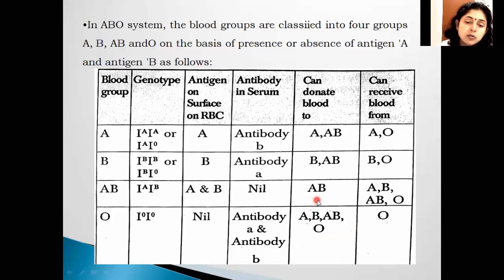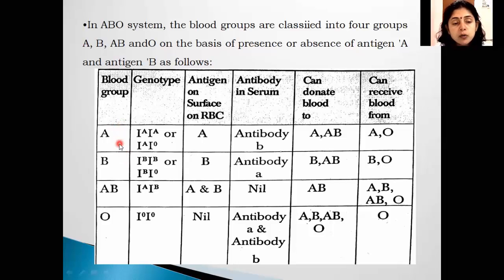O can donate blood to each and every blood group, but can receive only from O blood group. So this is the very interesting and simple structure of the ABO blood group system. It is very clear that there are these four blood group types. How were they found out? That was by Landsteiner.